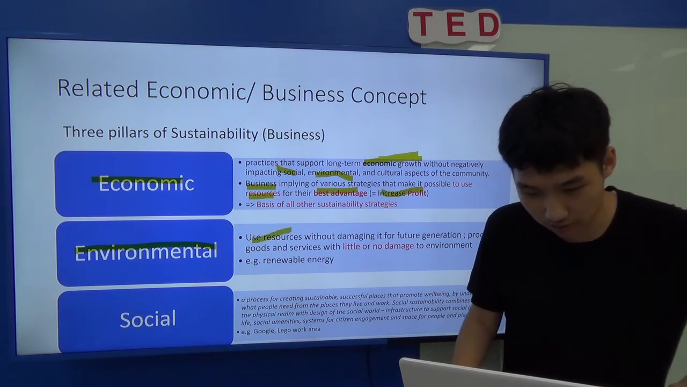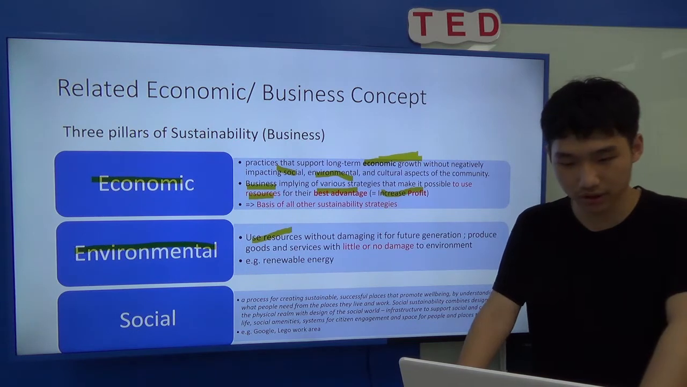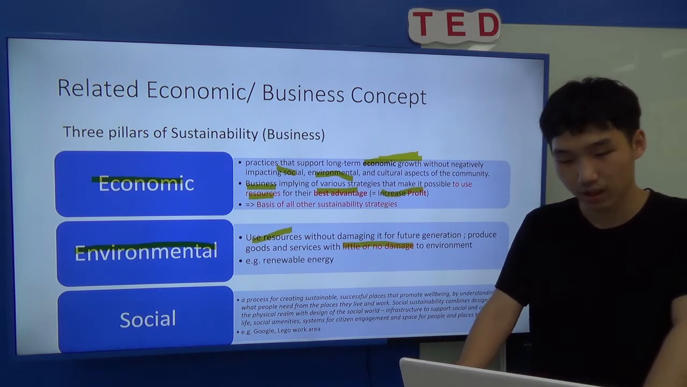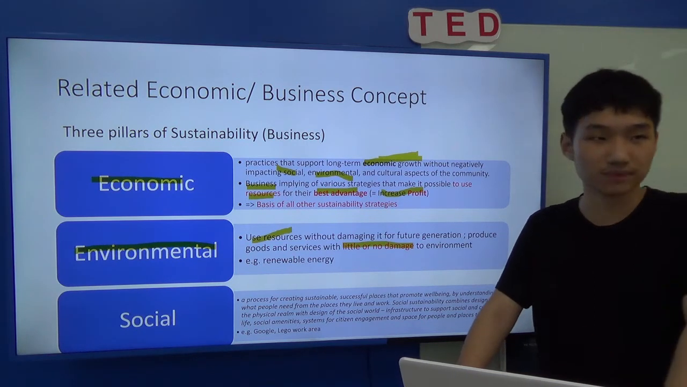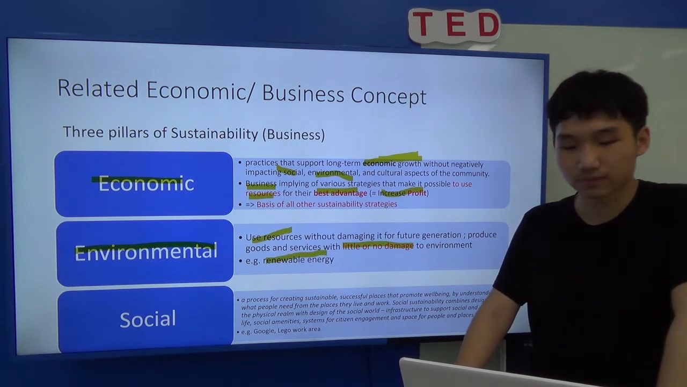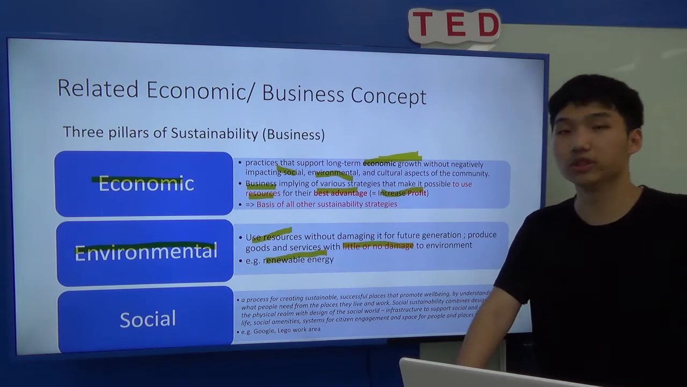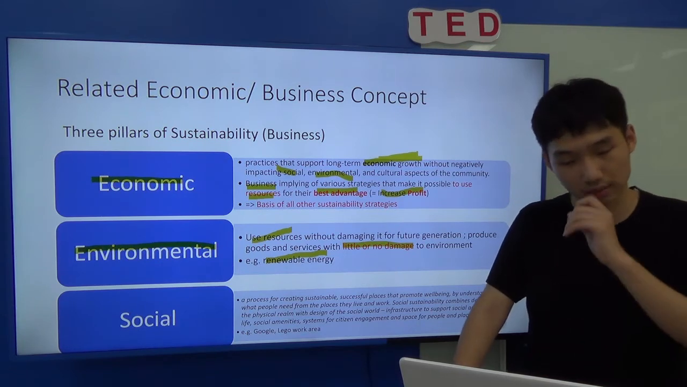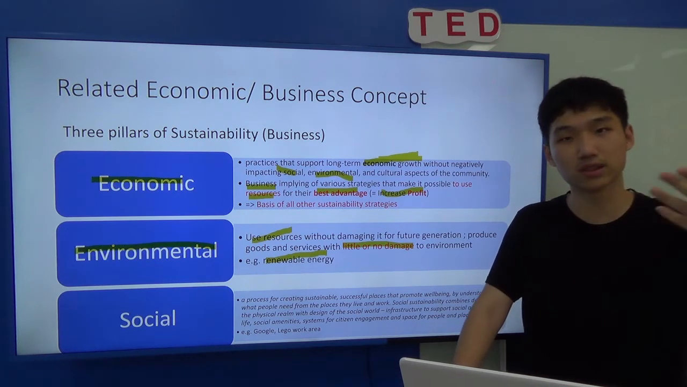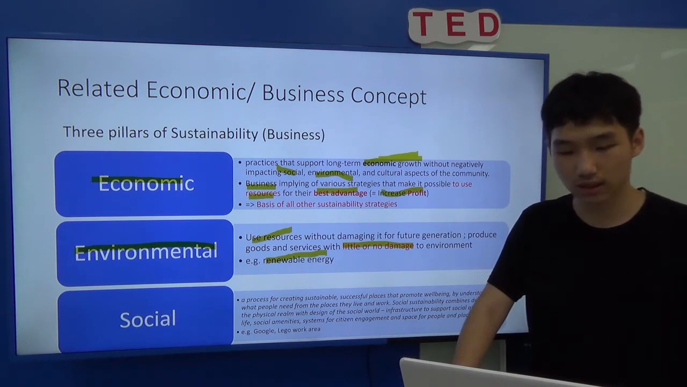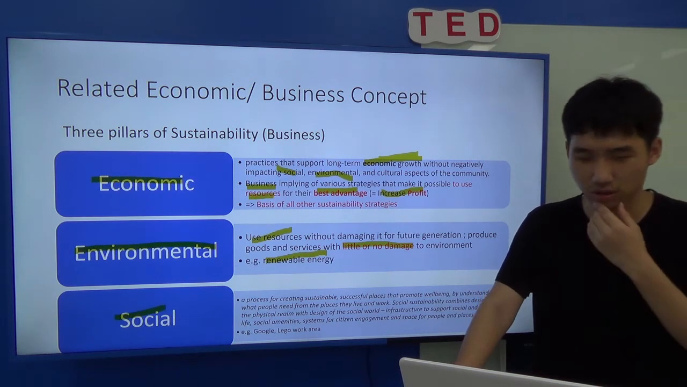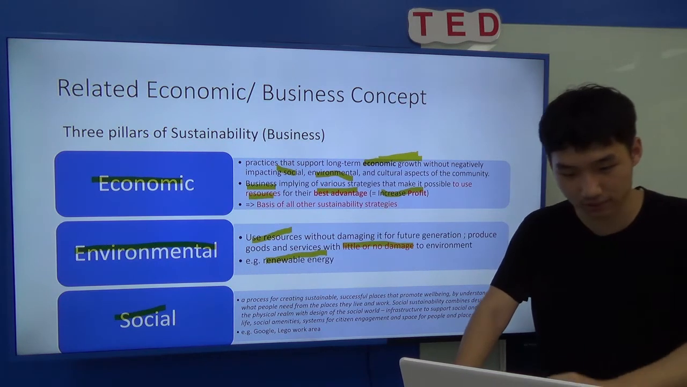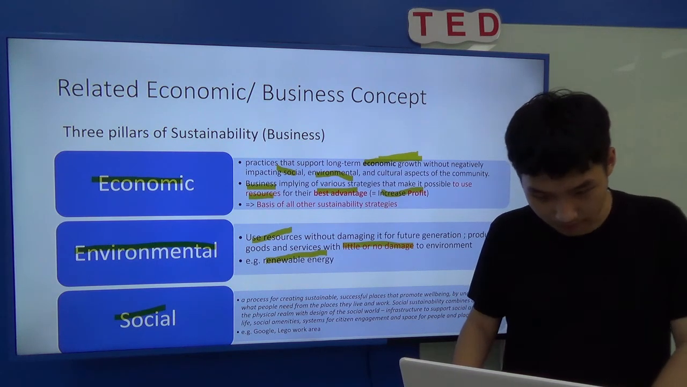Environmental sustainability is using resources without damaging them for the future generation, producing goods and services with little or no damage to the environment. This one is quite easy to understand. For example, use renewable energies, use renewable resources, and use production methods that generate less pollution. And then the last thing is social sustainability, which is the most controversial. There are various aspects of social sustainability, and it's very broad, okay?